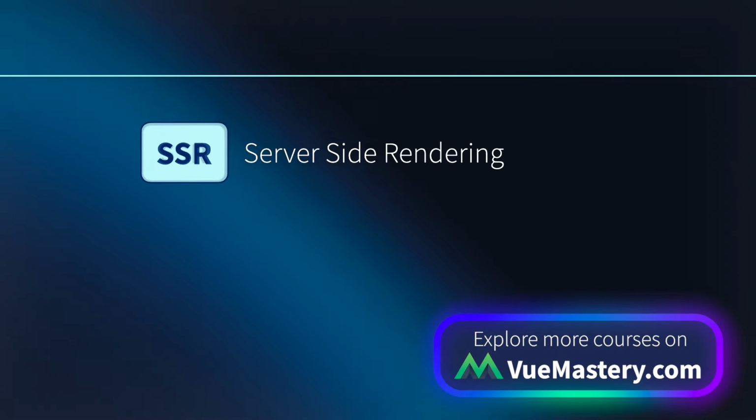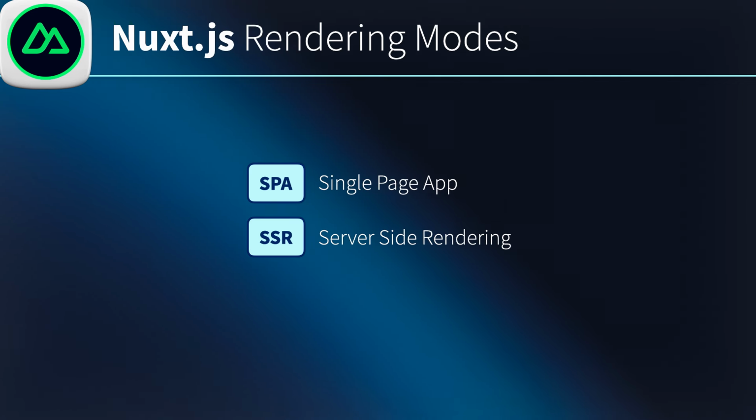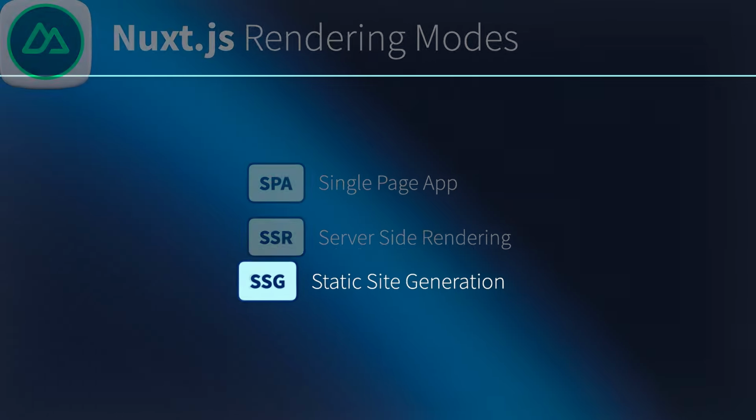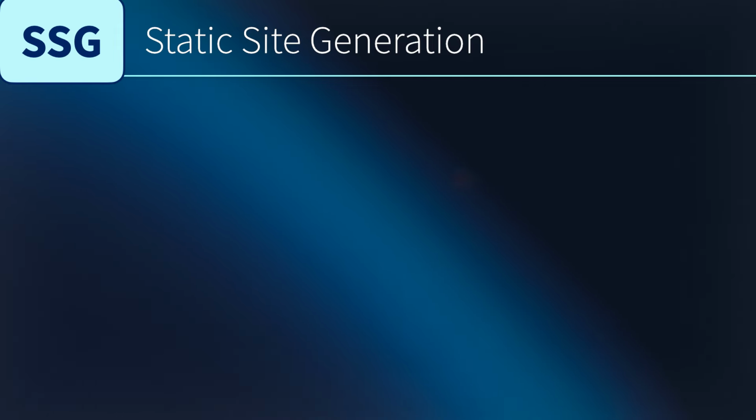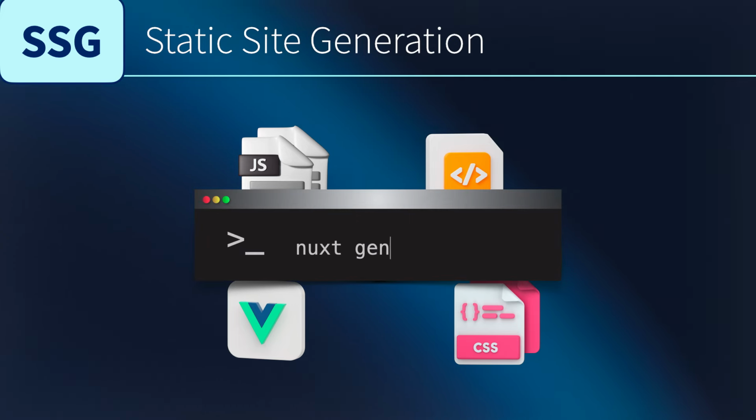But what if your site doesn't need to be highly personalized or interactive? In these cases, meta frameworks like Nuxt allow us to achieve static site generation. As it sounds, static site generation allows us to pre-build all of the pages of a website into static HTML files through a command like nuxt generate.